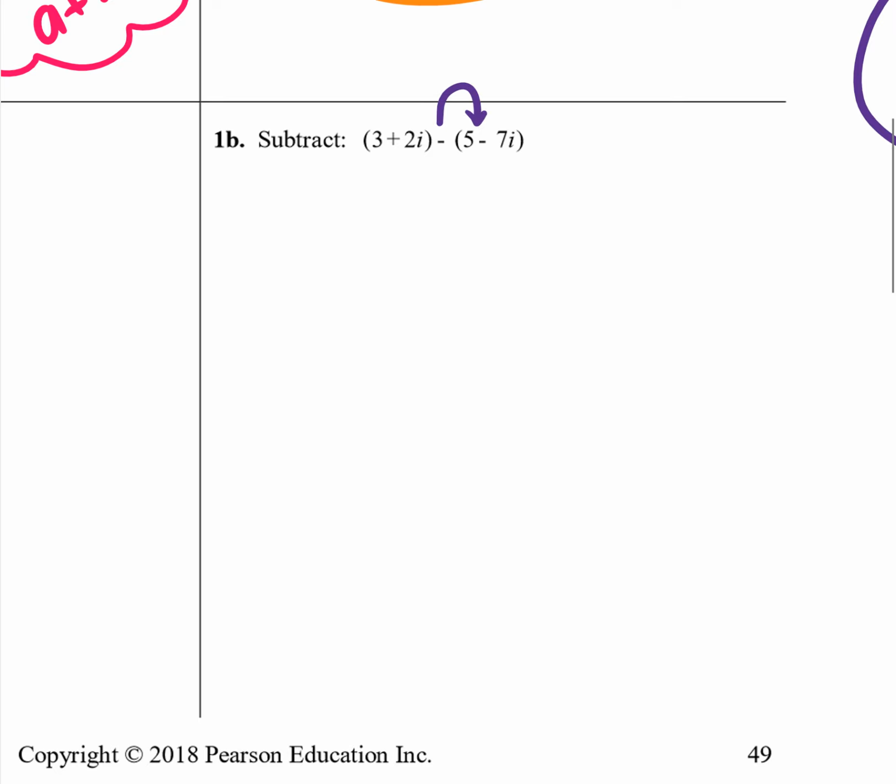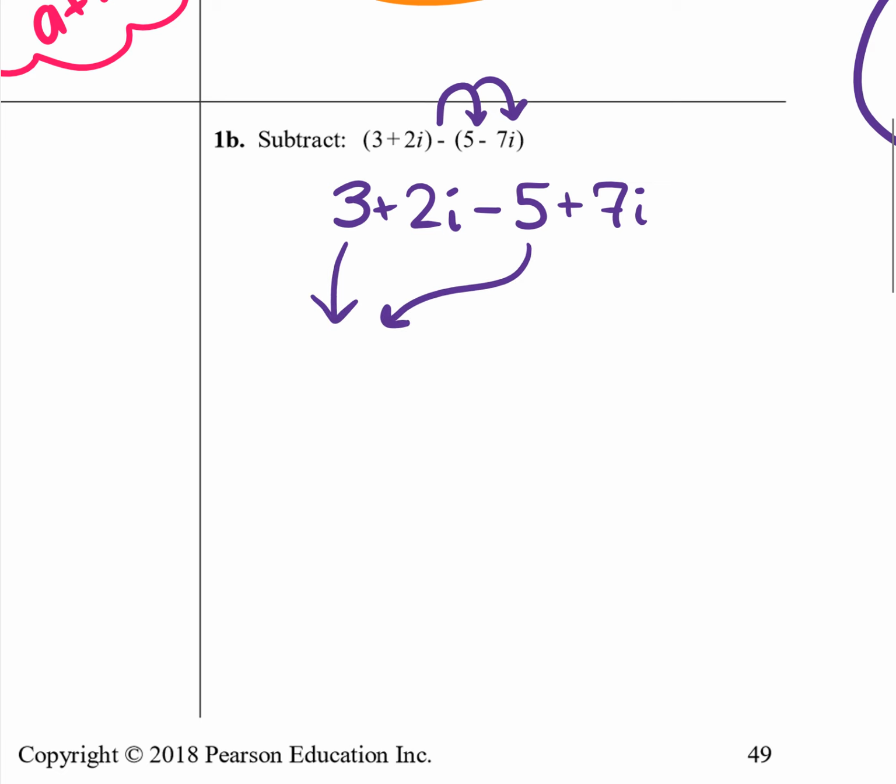The subtraction sign, I'm going to distribute onto the 5 and the negative 7i. So let's see. I have the 3 plus 2i, which doesn't change, but the 5 becomes negative, and the negative 7i now becomes positive. All right, now that I've done that, I'm just going to grab the like terms. We have 3 minus 5 makes negative 2, and then we have 2i plus 7i. They add up to 9i. There we go, and that looks good.